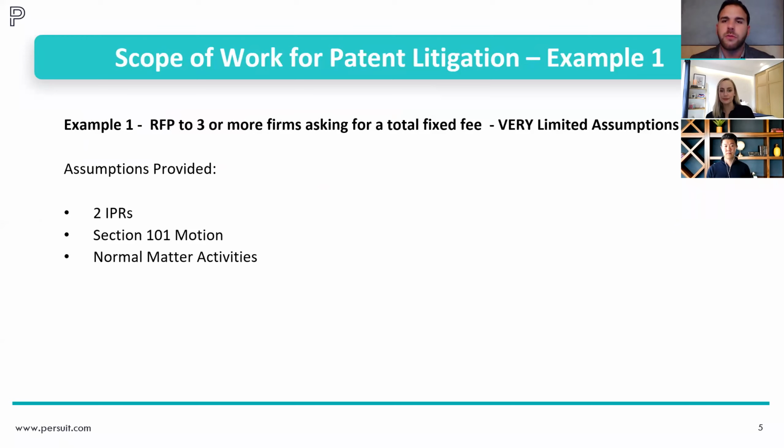Laura, do you want to take us through the first example? Yes, I will. Thanks, David.